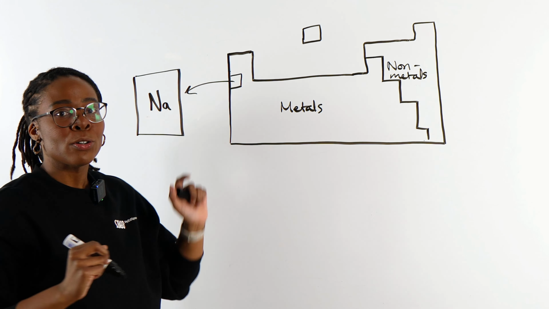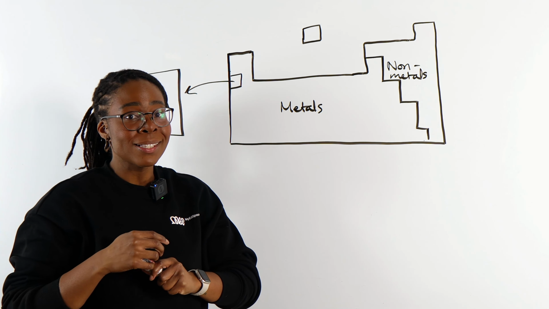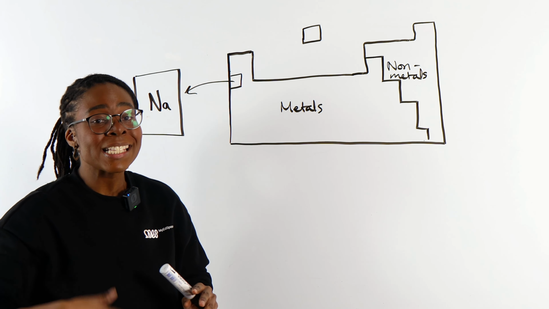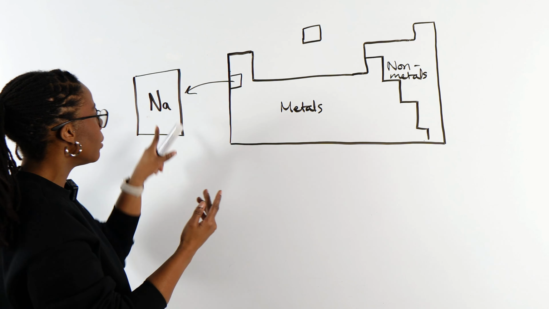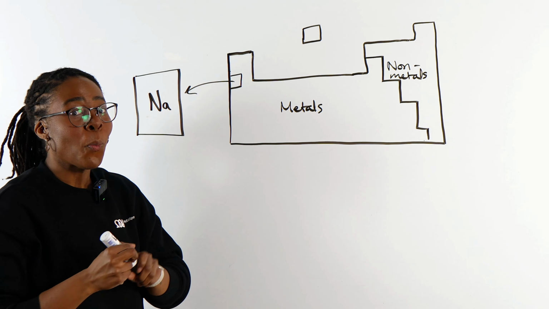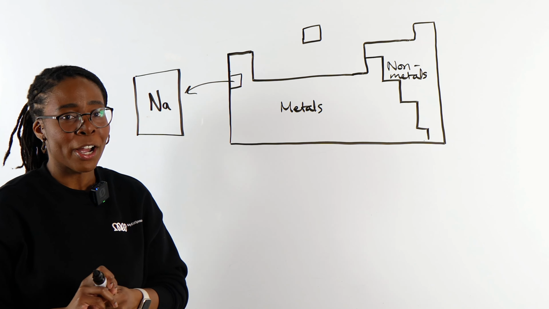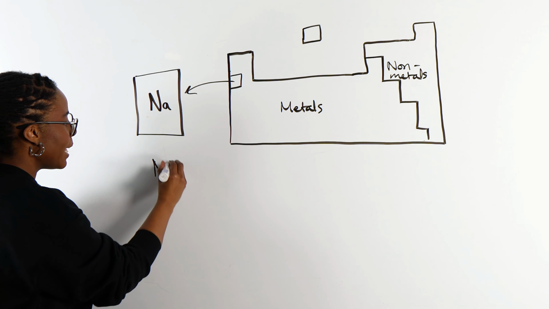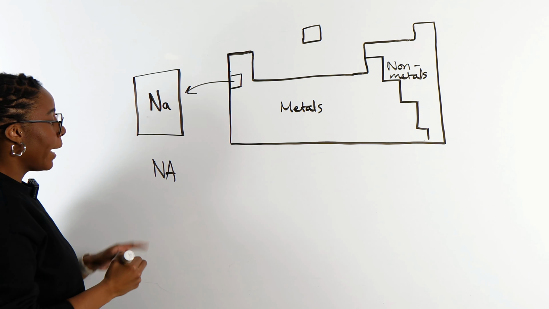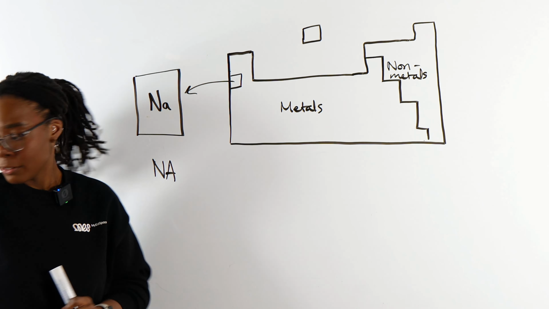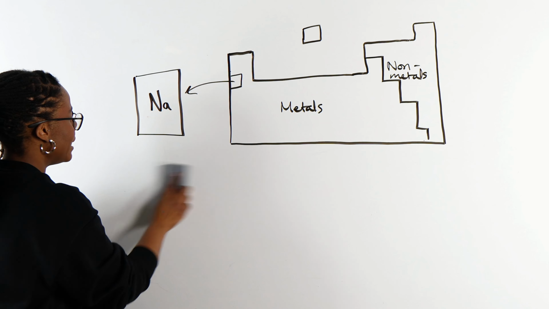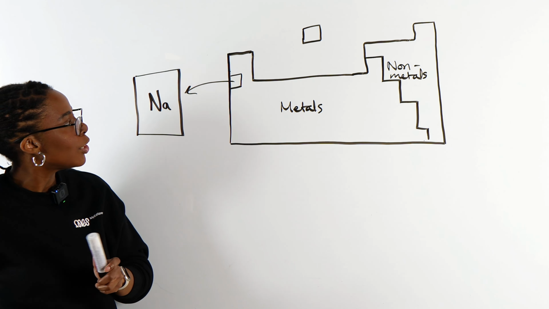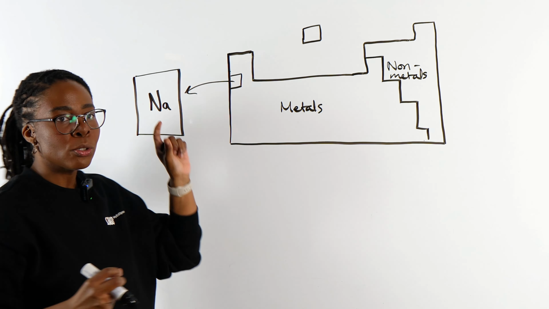Now, any chemical symbol must start with a capital letter. And if there is a second letter within that symbol, then the second one is lowercase. So what I hope to never see, and what I hope you never put your teachers through, is writing something like this for sodium, okay? Because that is very, very wrong. So we have got our symbol, capital letter, and then lowercase letter.